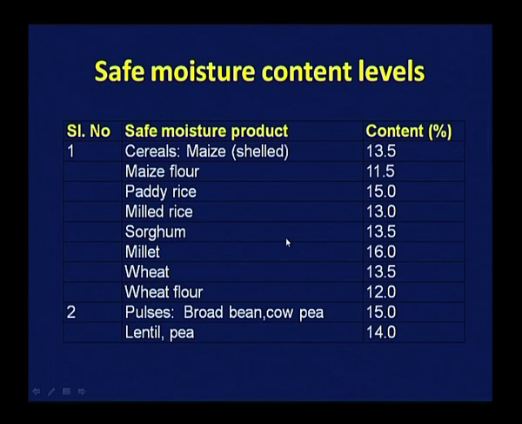are necessary. So for different crops, moisture content at the time of storage should be between 11 to 15% for grains of cereals and pulses. For example, for maize it is 11.5%, for paddy 15%, for sorghum 13.5%, for wheat 13.5%, and for most of the pulses it is 15% moisture that should be there at the time of storage.